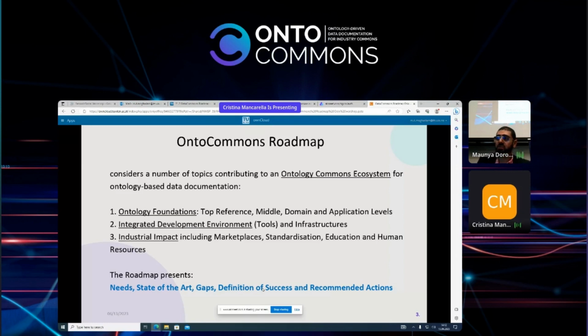Each chapter in the roadmap includes industrial needs, the state of the art, the identified gaps, the definition of success, and the recommended actions. This is the structure of the roadmap. What we have published already is the first version of the roadmap, and by the end of the project, we'll publish the final one. That's why we would like to share our findings and also to discuss with the community regarding the content and collect more feedback and thoughts regarding those different topics.